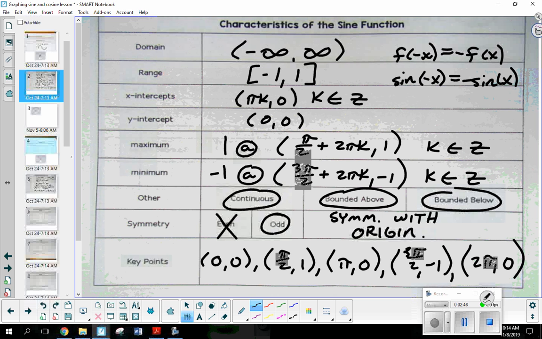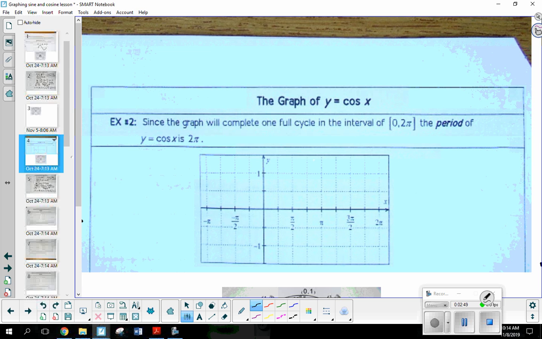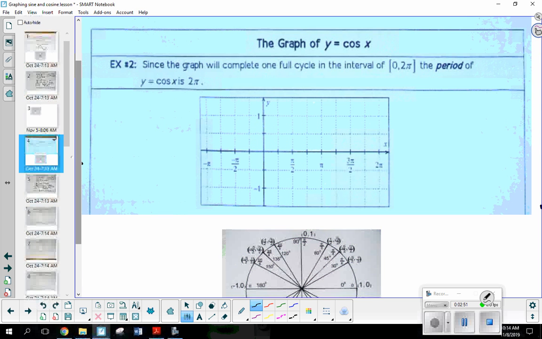All right, let's move on to cosine. Let's do the same thing. But cosine did not start with a 0. It started with a maximum. And then it went to a 0, then a minimum, another 0, and we have a maximum at 2 pi. So cosine is going to look like this curvy V. This is the section that repeats over and over again.